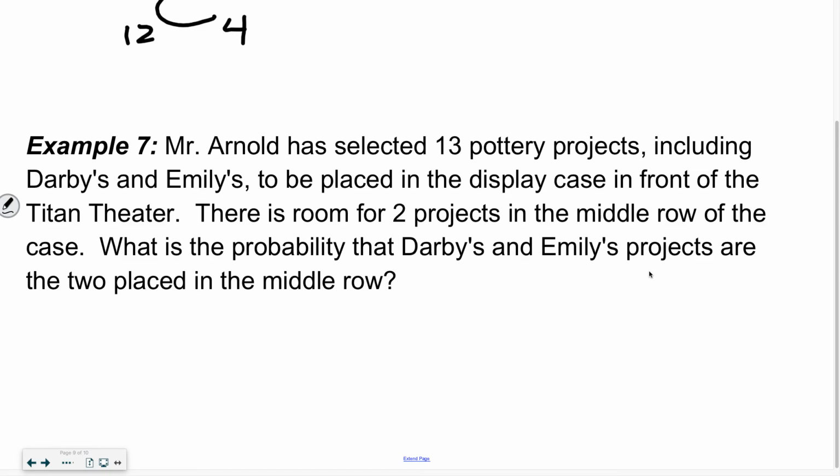probability now. Mr. Arnold has selected 13 pottery projects, including Darby's and Emily's, to be placed in the display case in the front of the Titan Theater. There's room for 2 projects in the middle of the middle row of the case. What's the probability that Darby's and Emily's projects are the 2 placed in the middle row? So now we're asking the question of probability. There's lots of ways that you can do this one. Just like yesterday, we did one last problem, and there were lots of ways to do it. So give me some ideas.